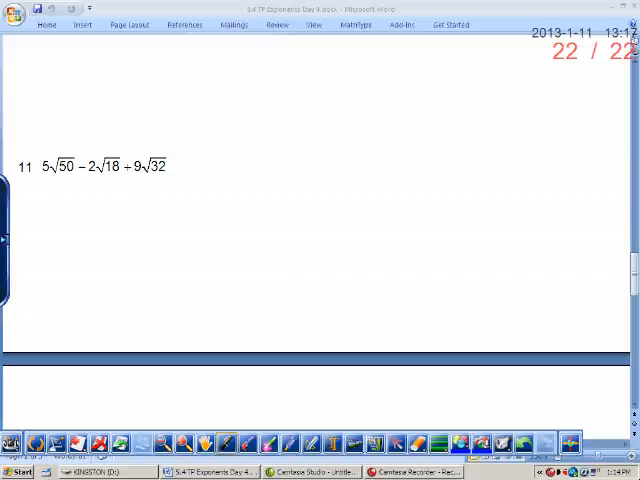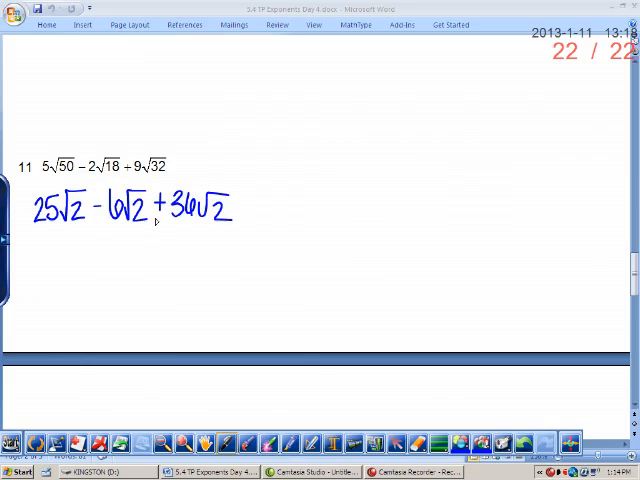Okay, good job, guys. How did 5 root 50 simplify? Good. Minus what? 6 root 2. Plus what? 36 root 2. So you should have gotten 55 root 2. Any questions about that? Okay.